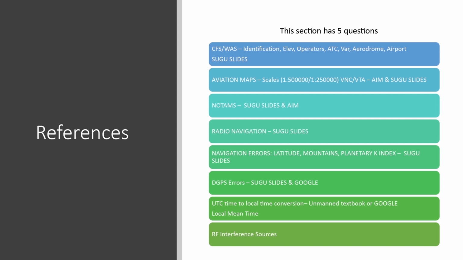On to other study items. You should understand aviation maps and map reading, along with their scales and symbols. Key distinction is that VNC has a scale of 1 to 500,000, while VTA has a scale of 1 to 250,000. Study material can be found in the AIM map section or the SUGU slides. In addition, it is important to know the following: NOTAMs, radio navigation theory, navigation errors, UTC to local time conversion, and sources of RF interference. I have left references on the screen to assist you with finding the material.